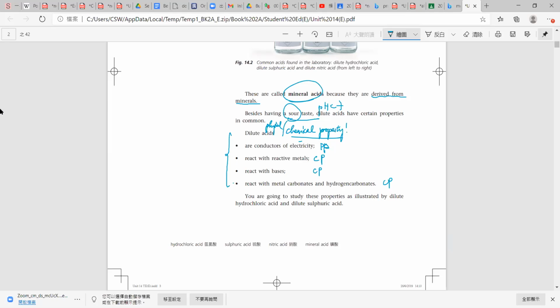So that's why you need to get to know something more about that. Okay? Do you understand? This is what we mean by properties. We don't just need to know that it is acid with pH smaller than 7. We try to get to know more about the electrical conductivity. They are reactive to metals, bases, metal carbonates, and hydrogen carbonates. Okay, is that clear?